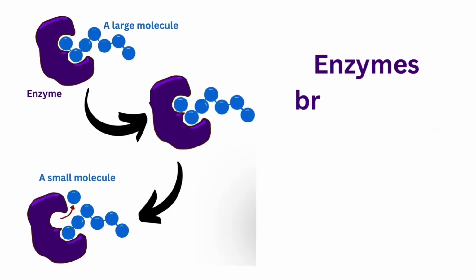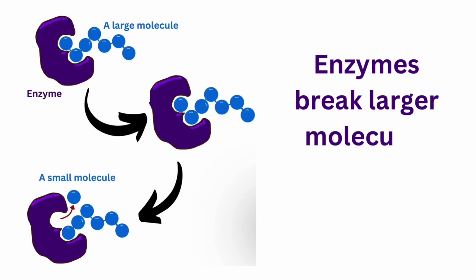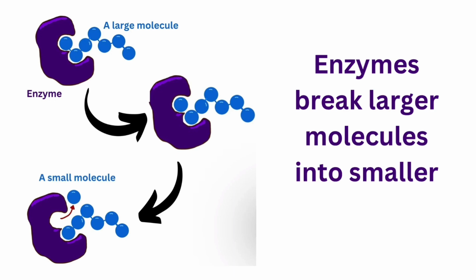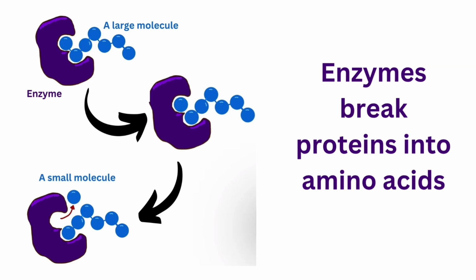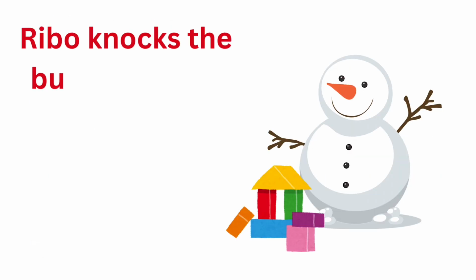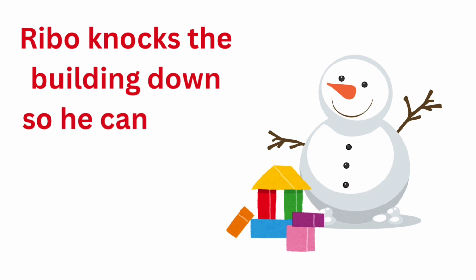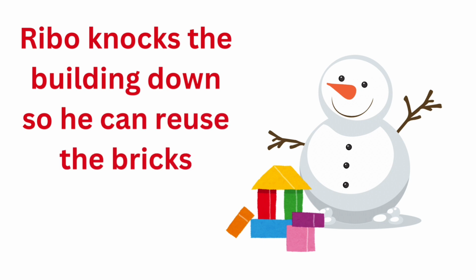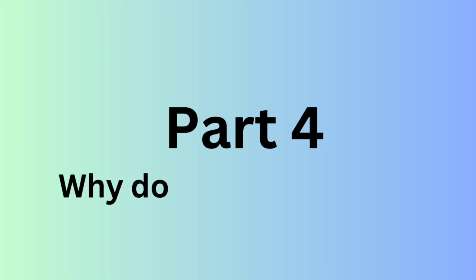This breaking down process is carried out by something called an enzyme, and in your body you've got lots of enzymes that act like scissors to chop big molecules up into smaller ones. So when an enzyme breaks down a protein, which would be a large molecule, it releases these small molecules that are amino acids. So by doing this, it's releasing amino acids that your body can use as building blocks. This is like when Ribo knocks down his building so that he can reuse the building blocks to build something else. So well done for making it this far.